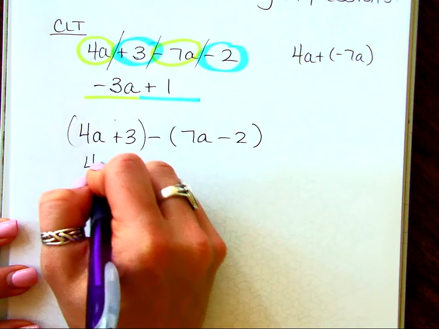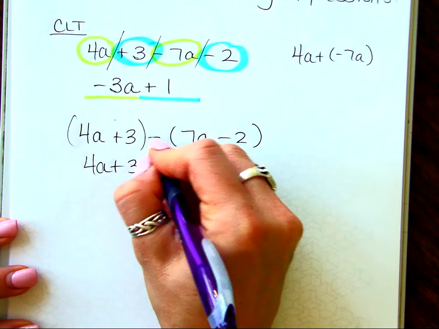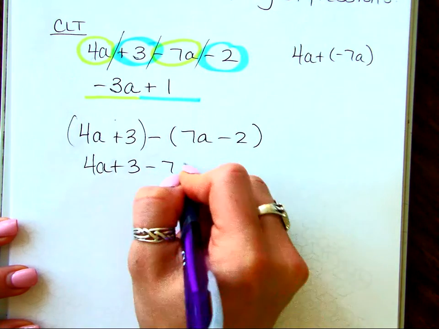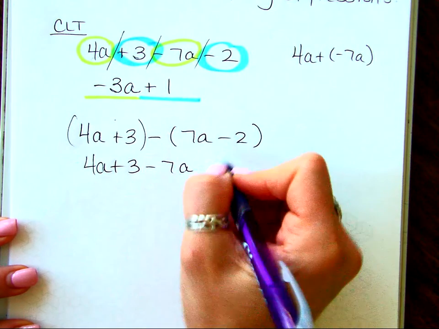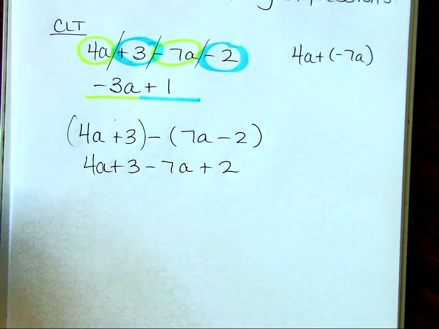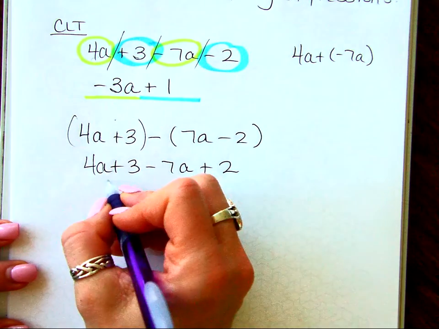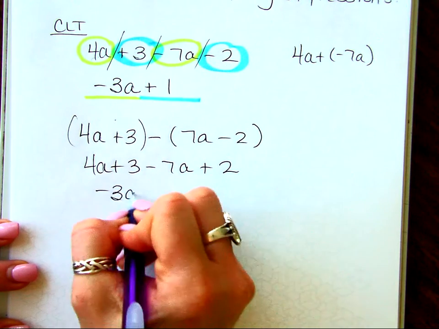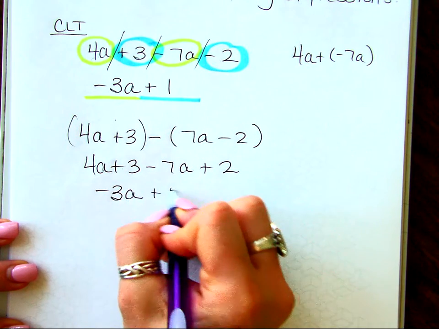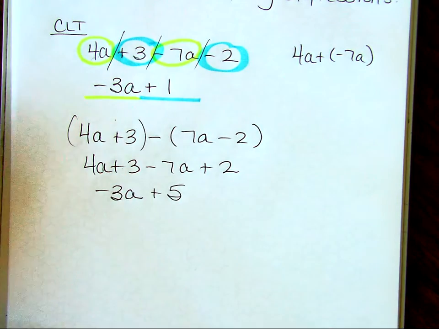So nothing would change here. This is the opposite of a positive 7a and the opposite of a negative 2, which is a positive 2. And so now once you distribute that negative, then you can go ahead and combine your like terms. So we still have a negative 3a. This time it's plus 5. Okay, so that's combining like terms, okay?